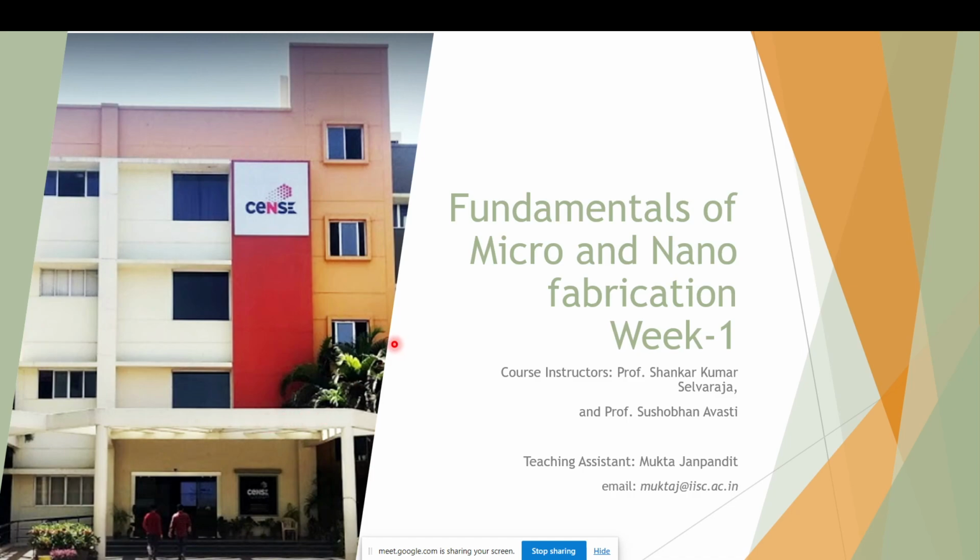Welcome to the course. This is the first tutorial session for the course of Fundamentals of Micro and Nanofabrication. For this first tutorial, we'll be mostly dealing with problems and some example problems from week one of what Professor Sushoban has taught. This course has two instructors, Professor Shankar and Professor Sushoban, both from the Department, Center for Nanoscience and Engineering at IISc. And I am Mukta, the teaching assistant for this course.